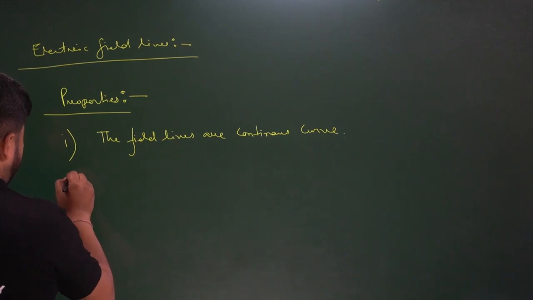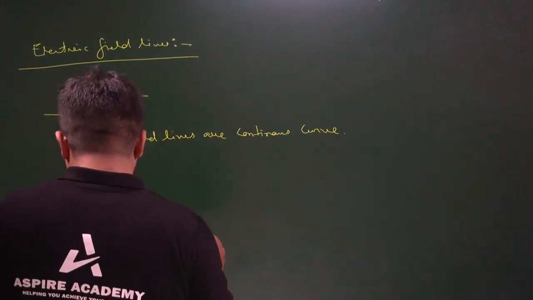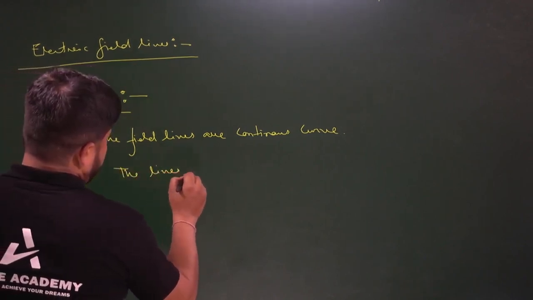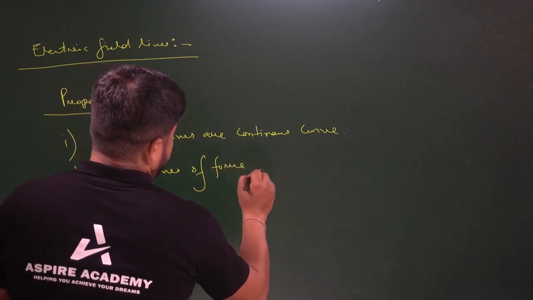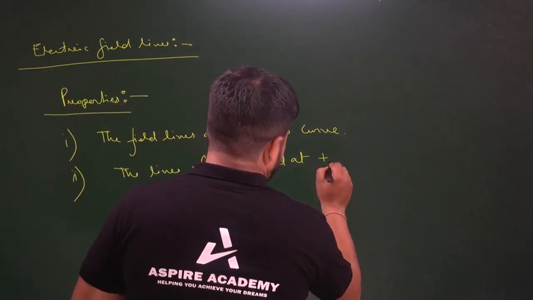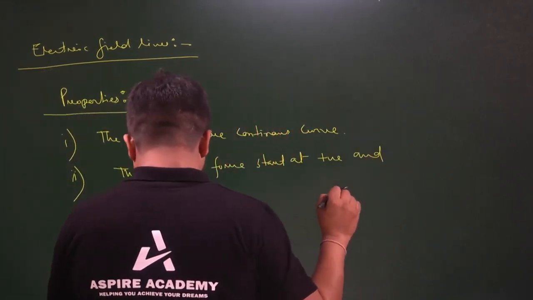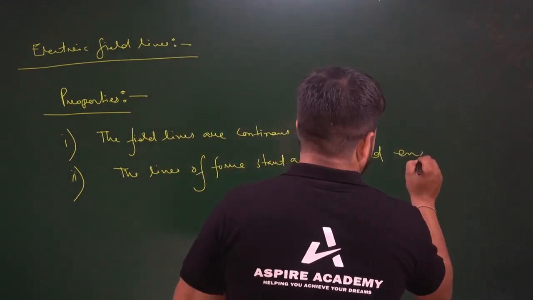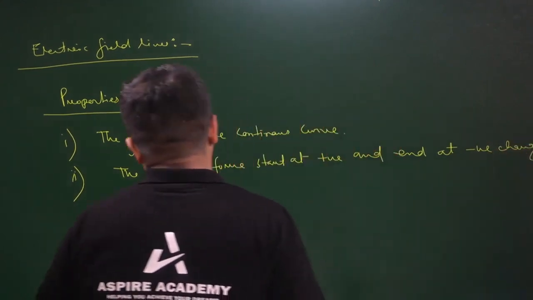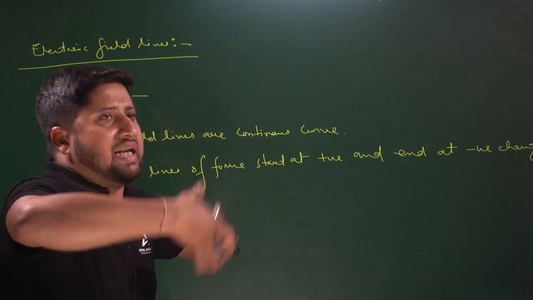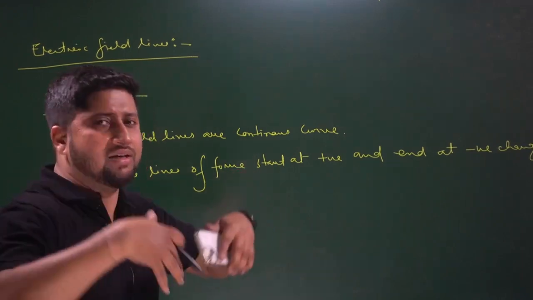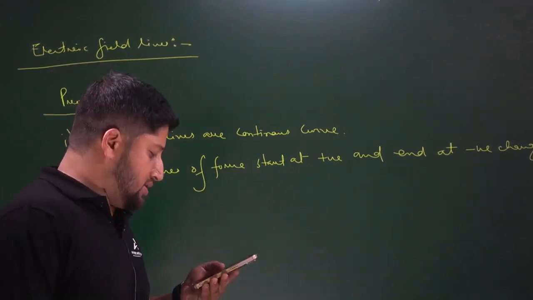The next point: the field lines, the lines of force, start at a positive charge and end at a negative charge. We can also write it like this: all the electric lines of force begin from the positive charge, and at the negative charge all the lines of force enter into the negative charge.